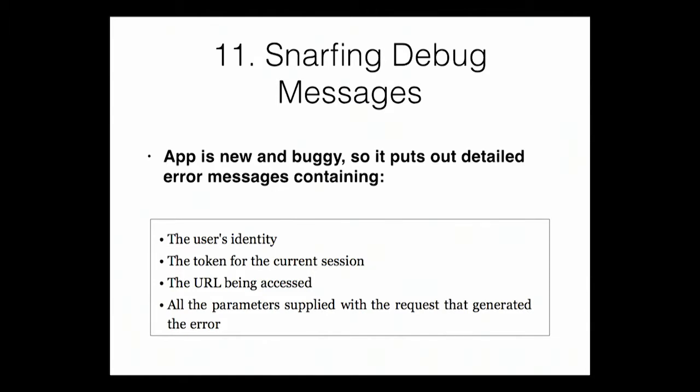This is quite common, that when people have some kind of problem with the system, they make some kind of error reporting to help them debug the problem, and they don't worry about the details of that. They figure it's only temporary. So here, they got a new buggy app, so it puts out detailed error messages containing everything you might need to debug it, like the token and the user's full name and all that jazz, and all the parameters.